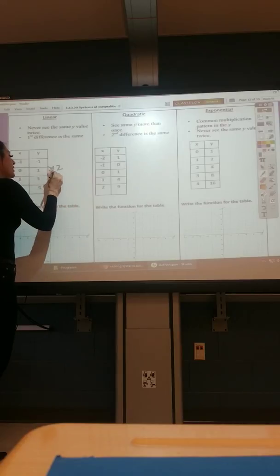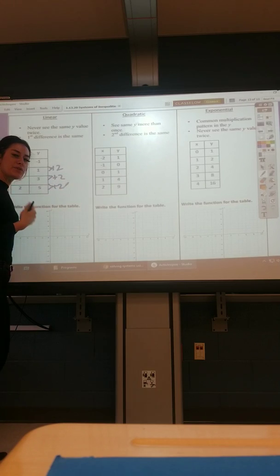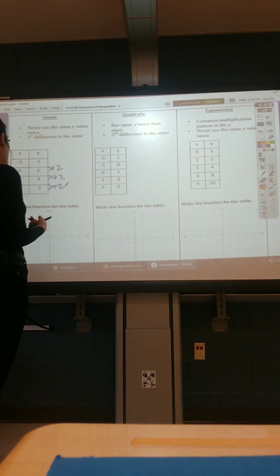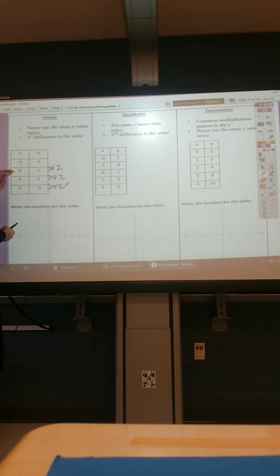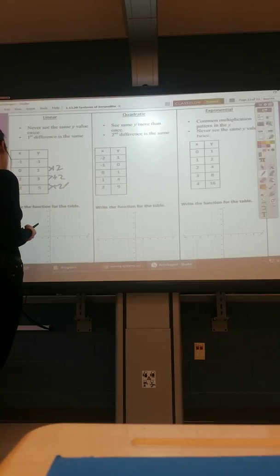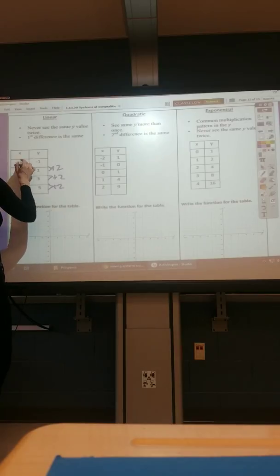From 1 to 3, you're increasing by 2. From 3 to 5, you're increasing by 2. We can kind of assume that it's going to continue in this pattern. And then just check that you do have a constant rate of change on the left side of your table. Check your x values. From -1 to 0, you are adding 1. From 0 to 1, you're adding 1. And then from 1 to 2, you're adding 1.